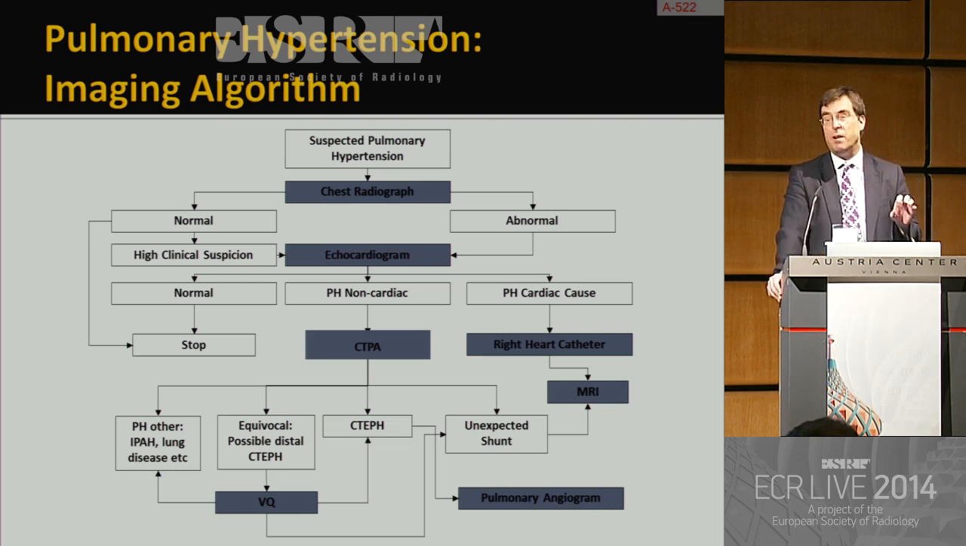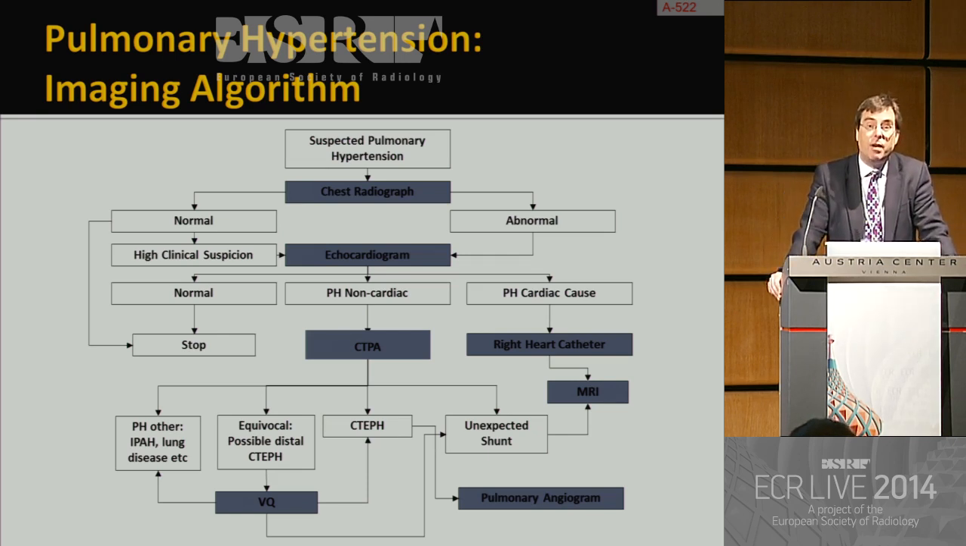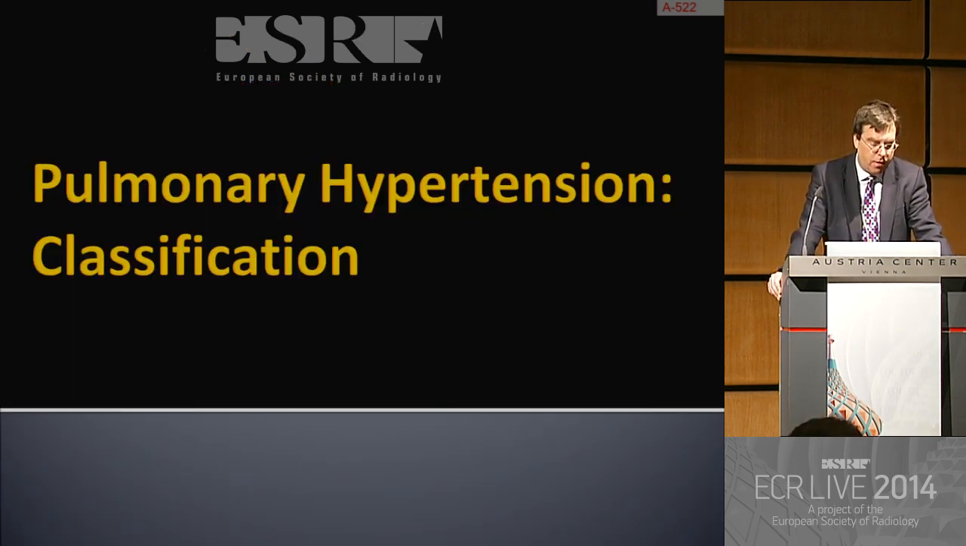CT, I think, certainly in our setting, is a very valuable triage tool as to whether you identify large vessel disease, features consistent with small vessel disease, or cardiac disease. An MRI we use as a problem-solving technique directed at the cardiac patients, also directed at our pre-surgical chronic thromboembolics.